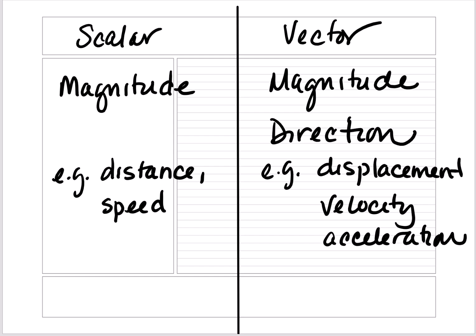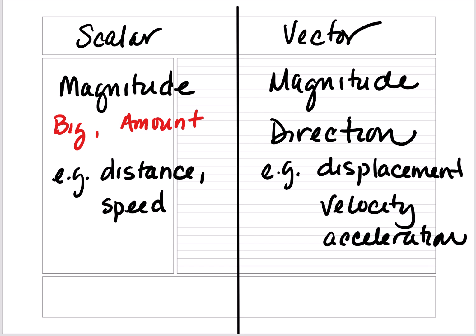Noting the difference between a scalar and vector will determine how you proceed with future calculations. A scalar is a quantity that only has magnitude. Magnitude means how big something is, a number, or an amount. Examples of scalars are distance and speed.